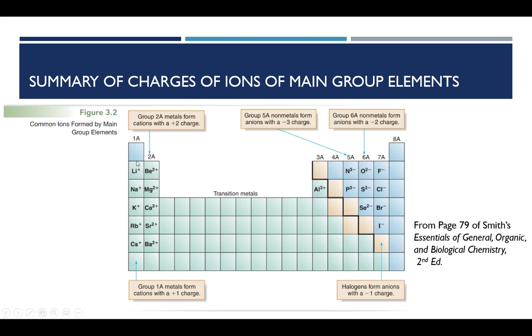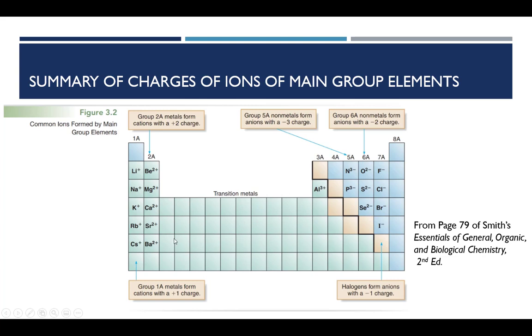As for the metals, as I said, all the group 1 metals form ions with a +1 charge. All the group 2 ions have a 2+ charge. Over in group 3A, aluminum has a 3+ charge. Gallium and indium below there probably do as well, but we won't worry about them.